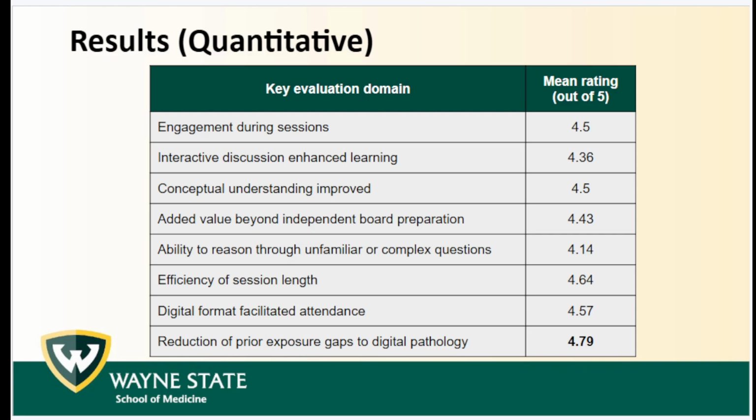Overall, our results demonstrate high levels of engagement and positive perceptions of the educational value of Pathways to Boards. The chart seen here shows the average scores out of 5 on the Likert scale for key evaluation domains. You can see that each domain received an average score of over 4, showing us that learners viewed the sessions as engaging and providing enhanced learning, better understanding, and value beyond independent board preparation. The highest rated outcome was the perceived reduction of prior exposure gaps to digital pathology, suggesting that these sessions may help address the variability in case exposure during training.